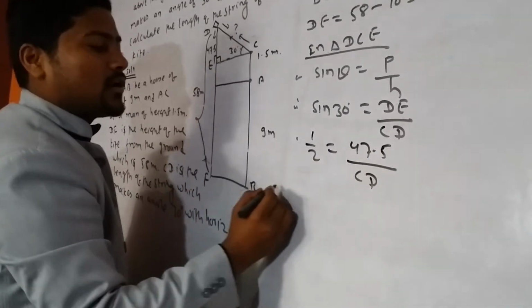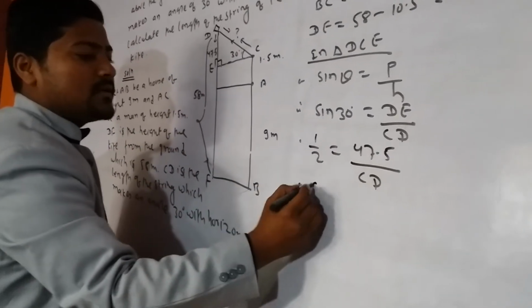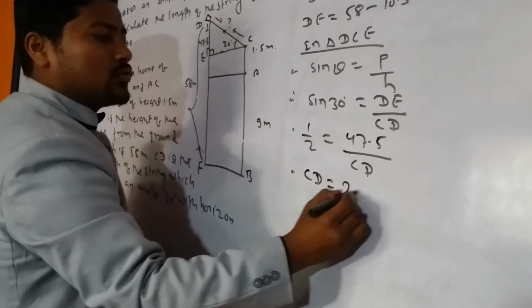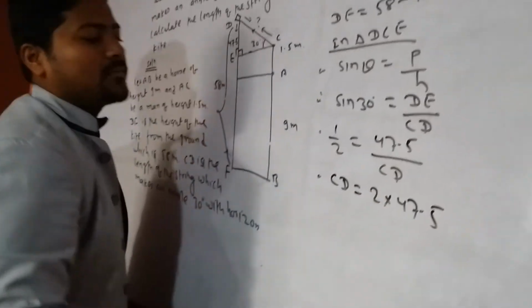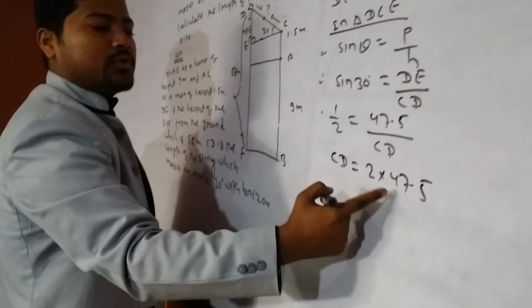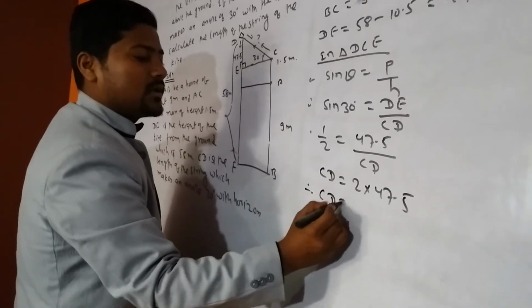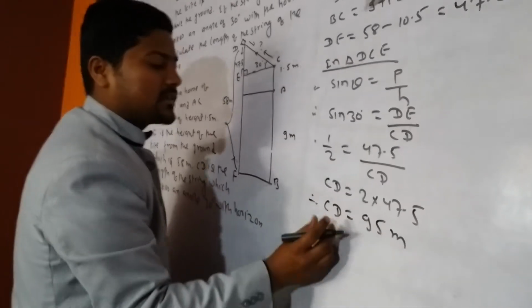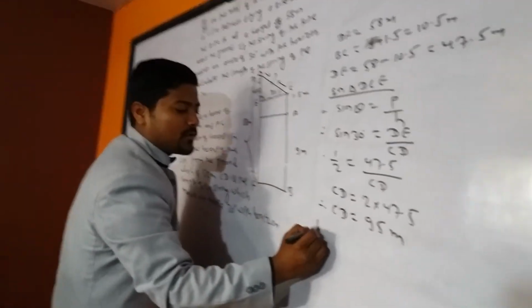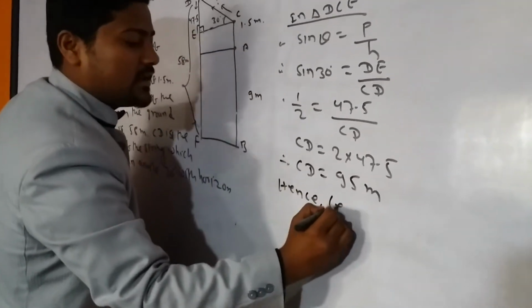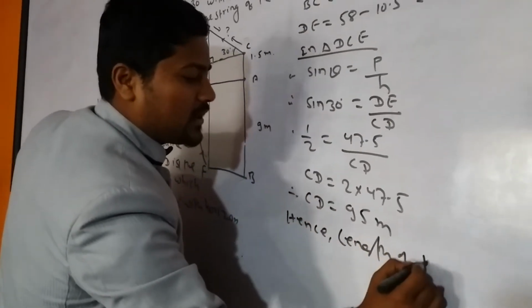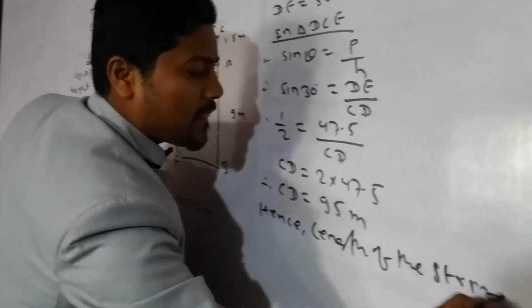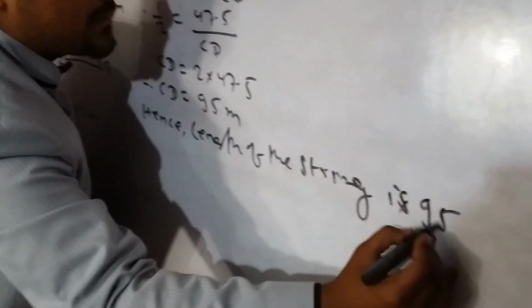Cross multiply now. CD is equal to 2 into 47.5. Multiply it, 2 into 47.5 is 95 meter. Hence the length of the string is 95 meter. In this way we can solve these questions.